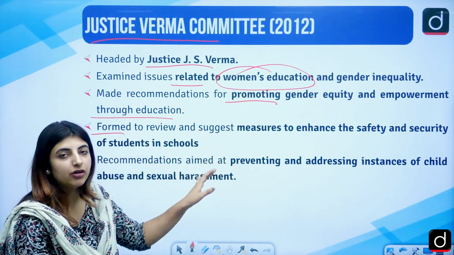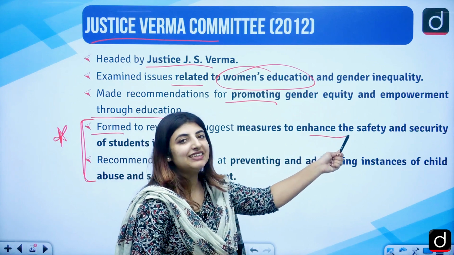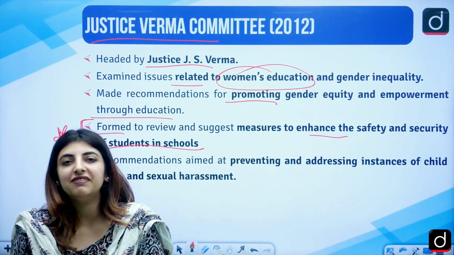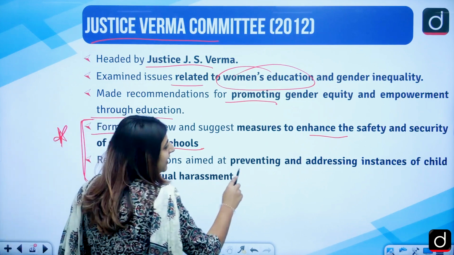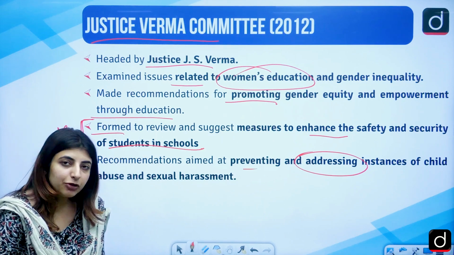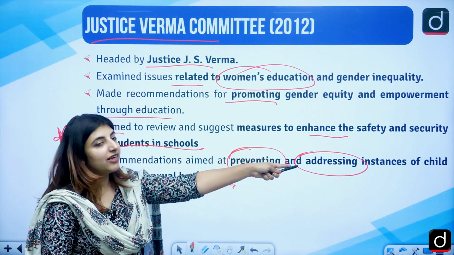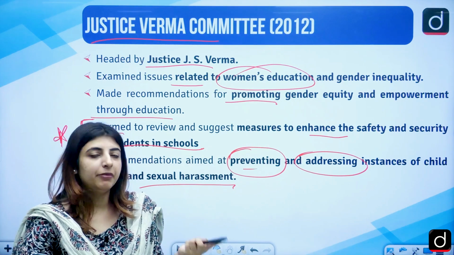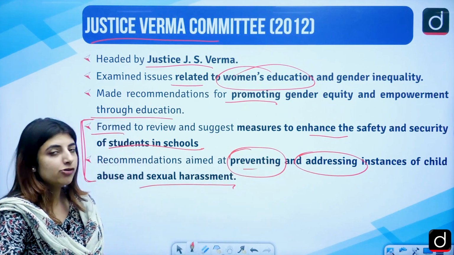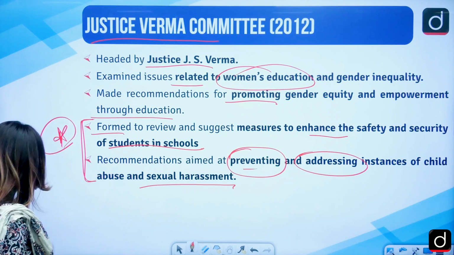Formed to review and suggest measures, and this is what I am talking about when I call this committee extraordinary. To enhance the safety and security of students in schools. This was one aim which is different from any and every other committee which we have studied till now. Also, it was focusing on preventing and addressing instances of child abuse. If in any kind of school, if in any kind of sphere child abuse is there, sexual harassment takes place, this committee was talking about that, and the prevention or the addressal. If there is anything which has happened, we will be addressing it under this very committee, but we'll try to prevent it as well by providing safety and security to students in the school premises as well. So this makes it a really different kind of committee in my view.